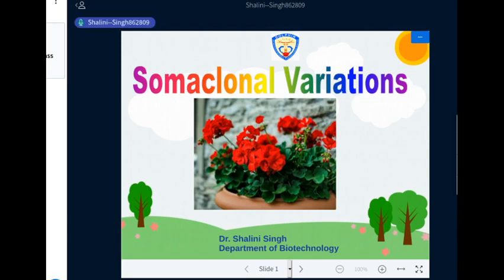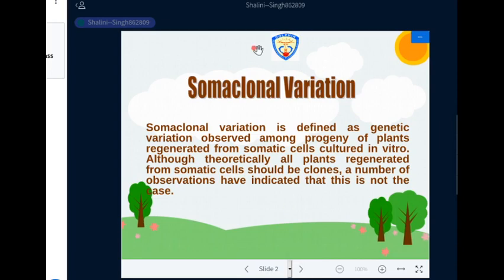Welcome to the class. Topic today is somaclonal variation. Somaclonal variation is defined as genetic variations among progeny of plants regenerated from somatic cells cultured in vitro.